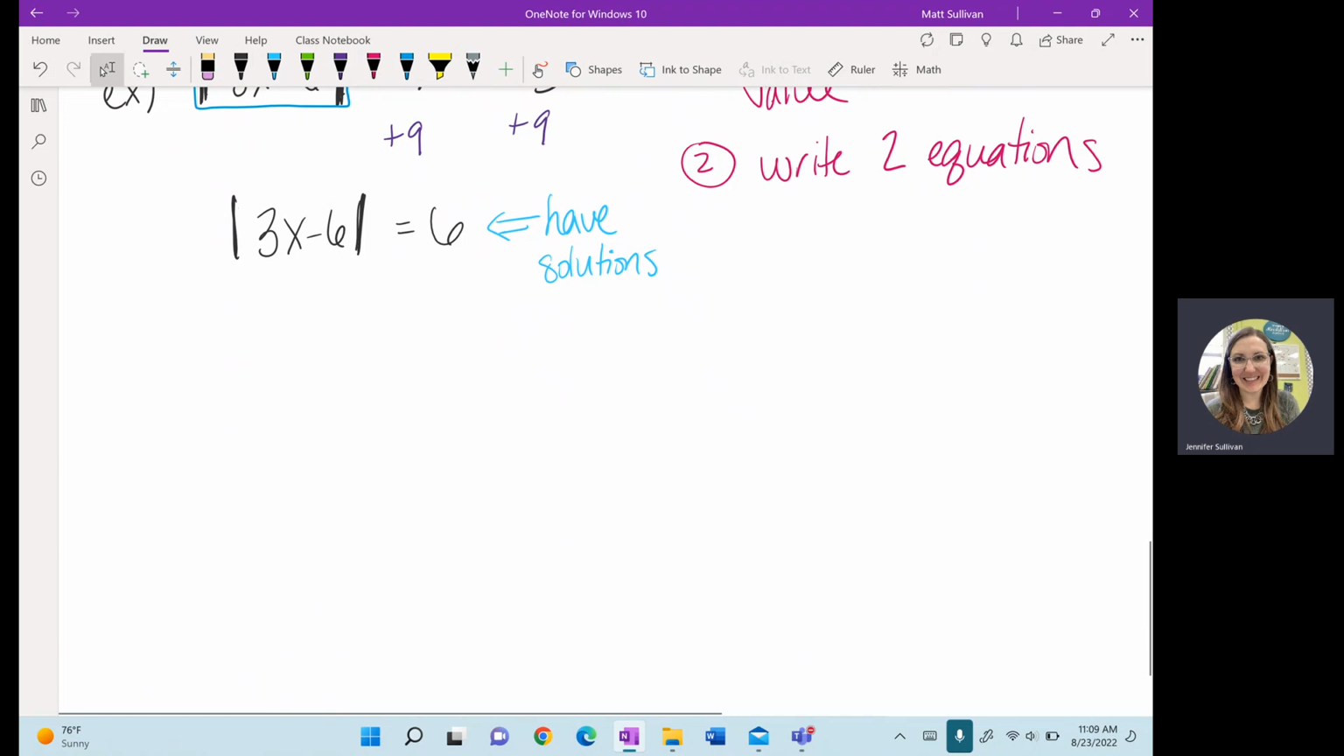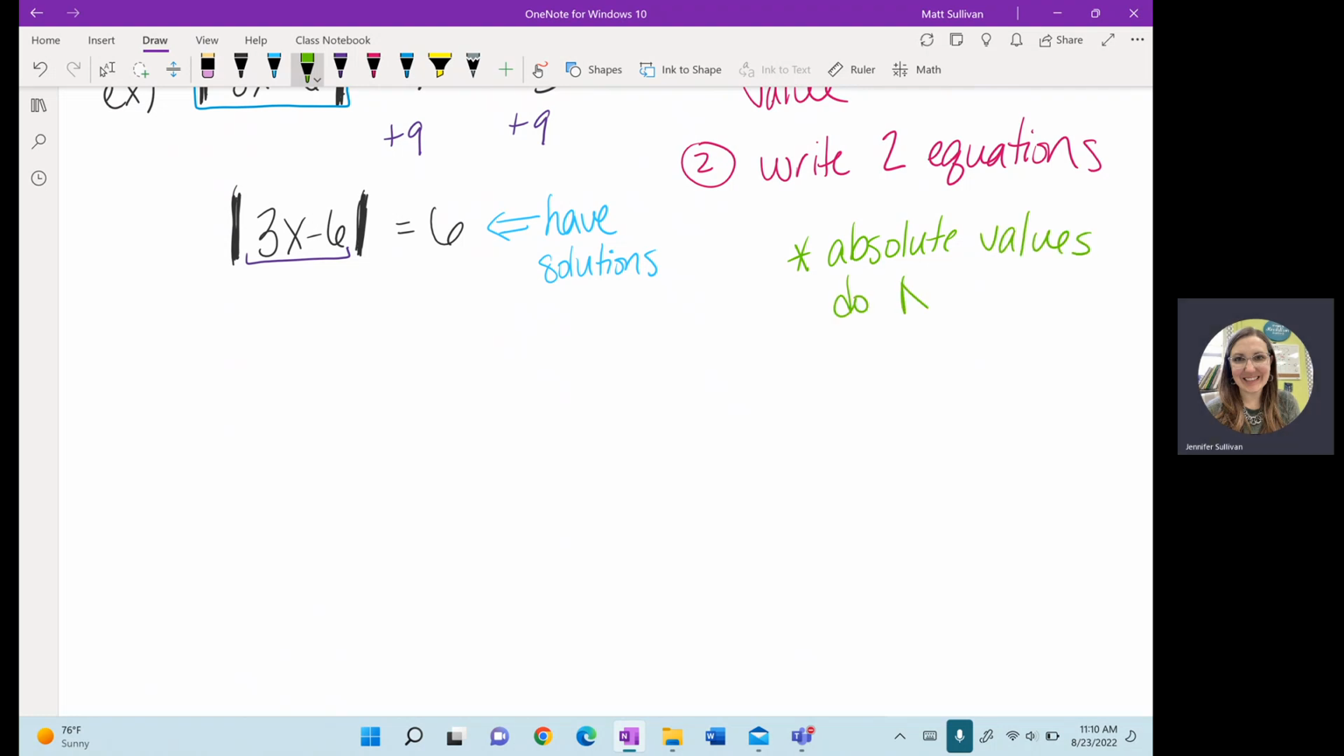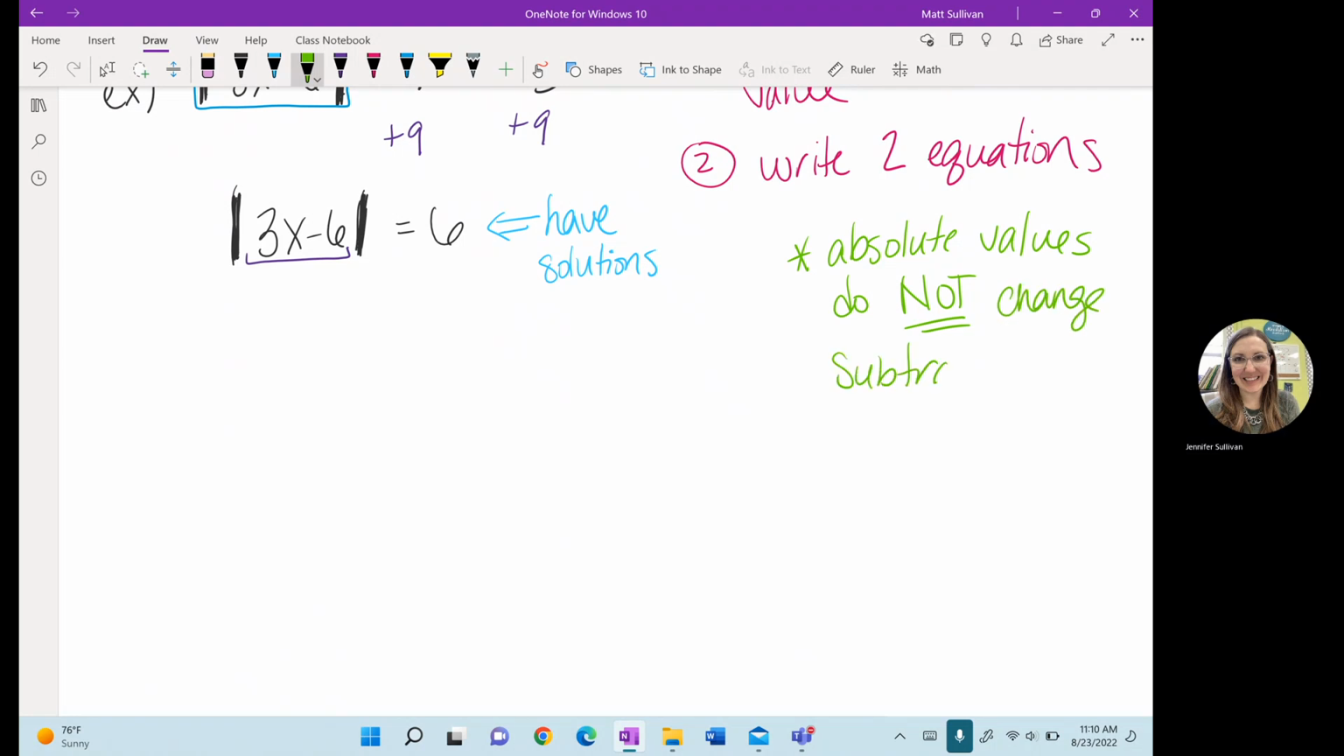How do I write my two equations? I take what's inside the absolute value, keep it straight up as it is. See how there's a minus sign in here? Just so you know, the absolute value bars do not change this minus to a plus. That is crucial, super, super important. Absolute values do not change subtraction to addition.